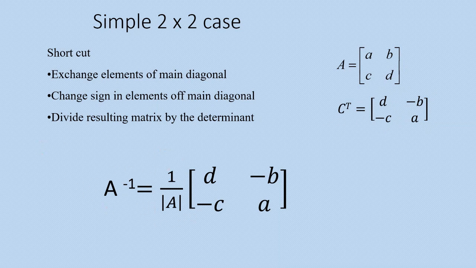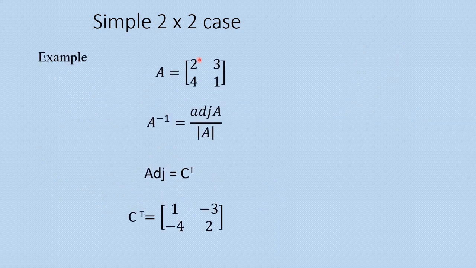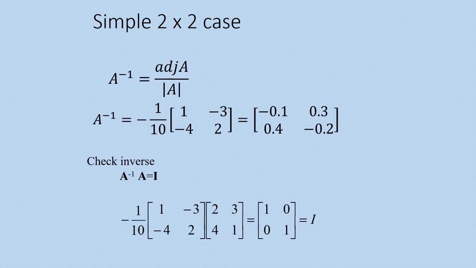Example. A is this. A inverse is equal to C transpose by determinant A. Determinant A is equal to 2 times 1 minus 3 times 4 is equal to minus 10. C transpose is obtained by exchanging elements of main diagonal and changing sign in elements of the other diagonal. Divide C transpose by the determinant A, that is minus 10, which is equal to this. Check inverse, A inverse A is equal to I. So multiplying A and A inverse we get unit matrix I.